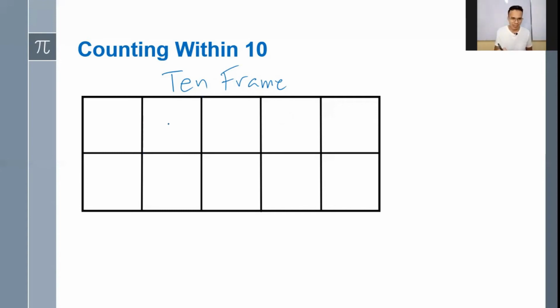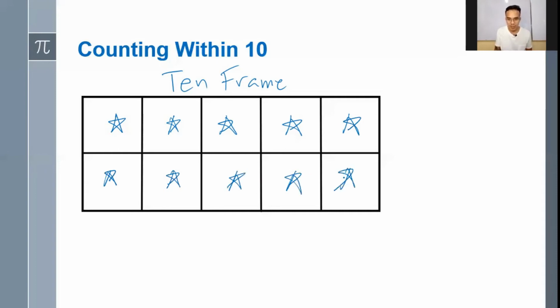Okay? So let's have an example. I'm going to draw stars, a star in each box. This is my favorite figure, star. So the 10 frame is full. If I ask you how many stars are there in the picture, your answer should be 10. You don't have to count it anymore because the 10 frame is already full. But we have to check if the number of stars is really 10.